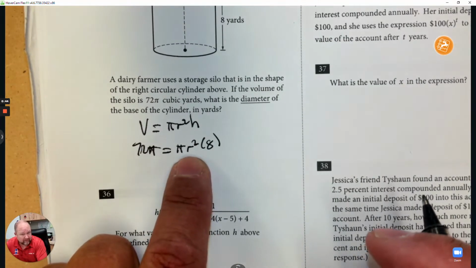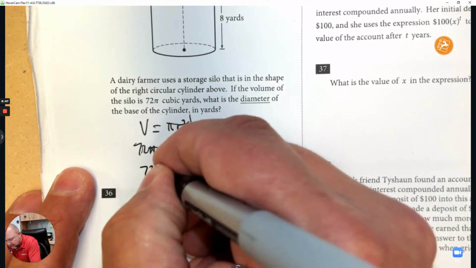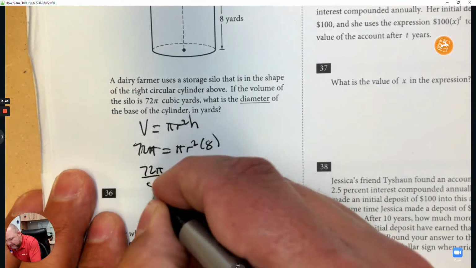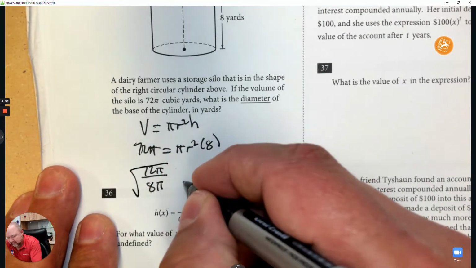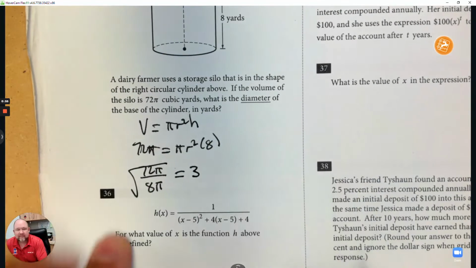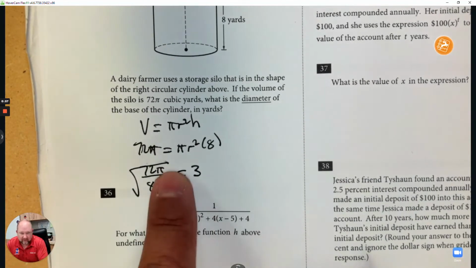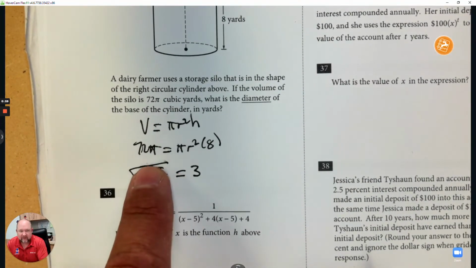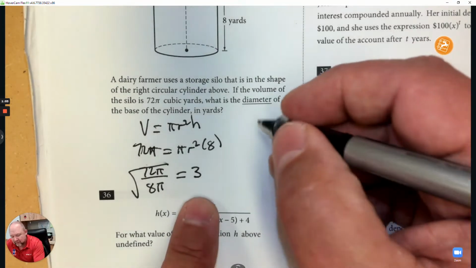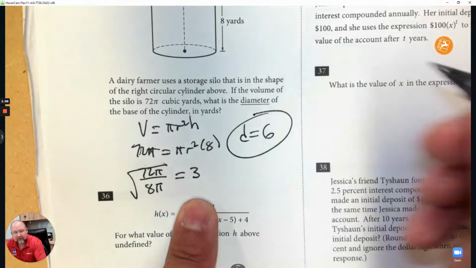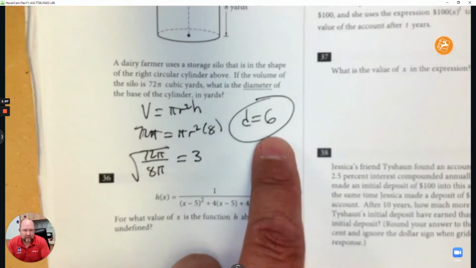We're going to get r by itself. You can see that we're going to divide by 8 pi, and then to undo a square, you square root that. If you do that properly, the answer is 3. You can do it with your calculator, or the pi's cross out. 72 divided by 8 is 9, and the square root of 9 is 3. But that's the radius. That means the diameter is double that, and so the diameter is 6.